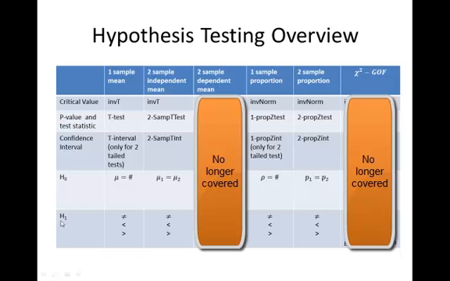Here we have our alternative hypothesis. If you replace the equal signs from the null, it can be any of these tests. Not equal to means it's a two-tailed test. Less than means that's a left-tailed test. Greater than is a right-tailed test.